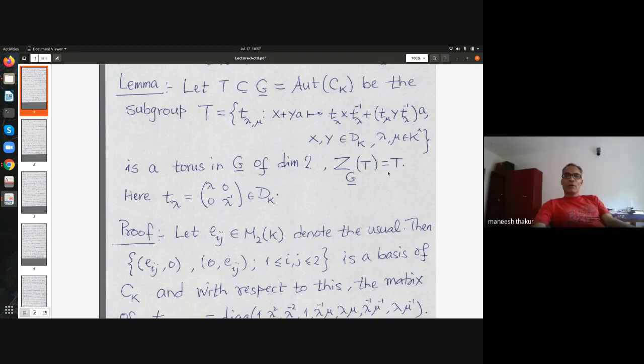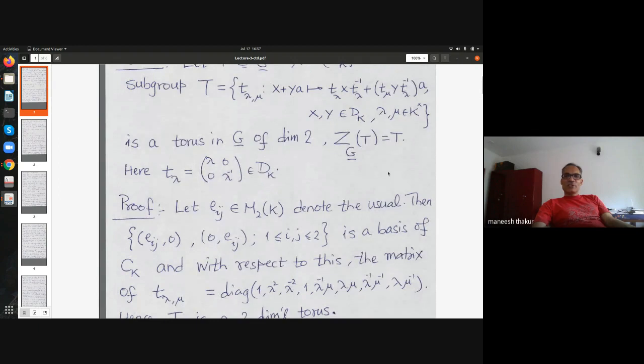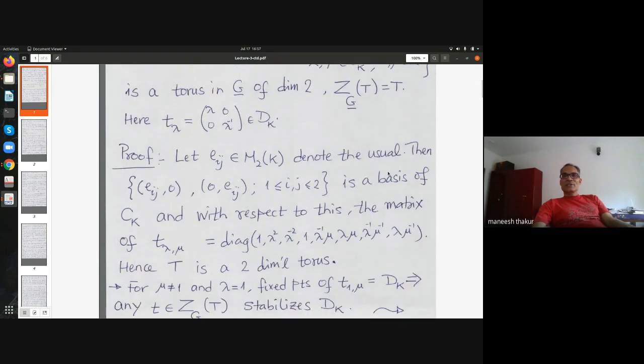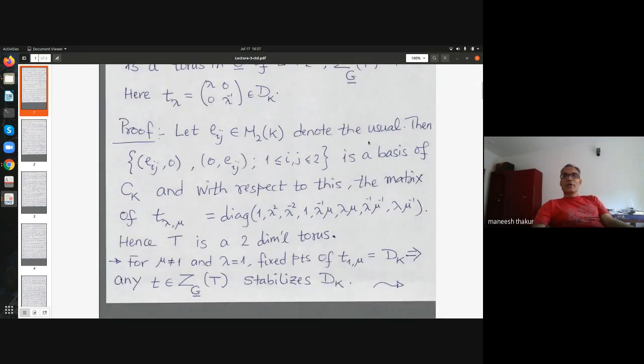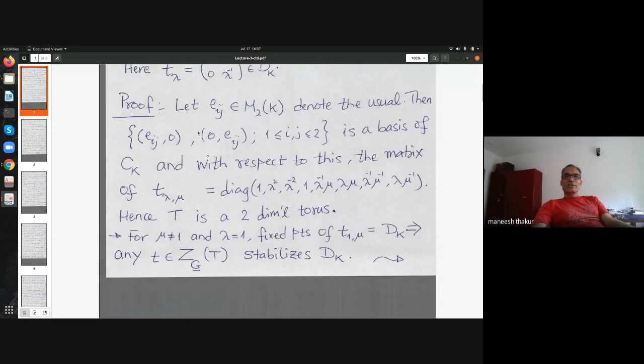Yes. So I want to show the dimension is 2. It is just done by writing it down explicitly in terms of how elements act on a basis. So you write down a basis of CK by writing a basis of the first summand, these elementary matrices Eij, 0, and the second summand as 0, Eij. Okay, so this is a collective basis for CK.